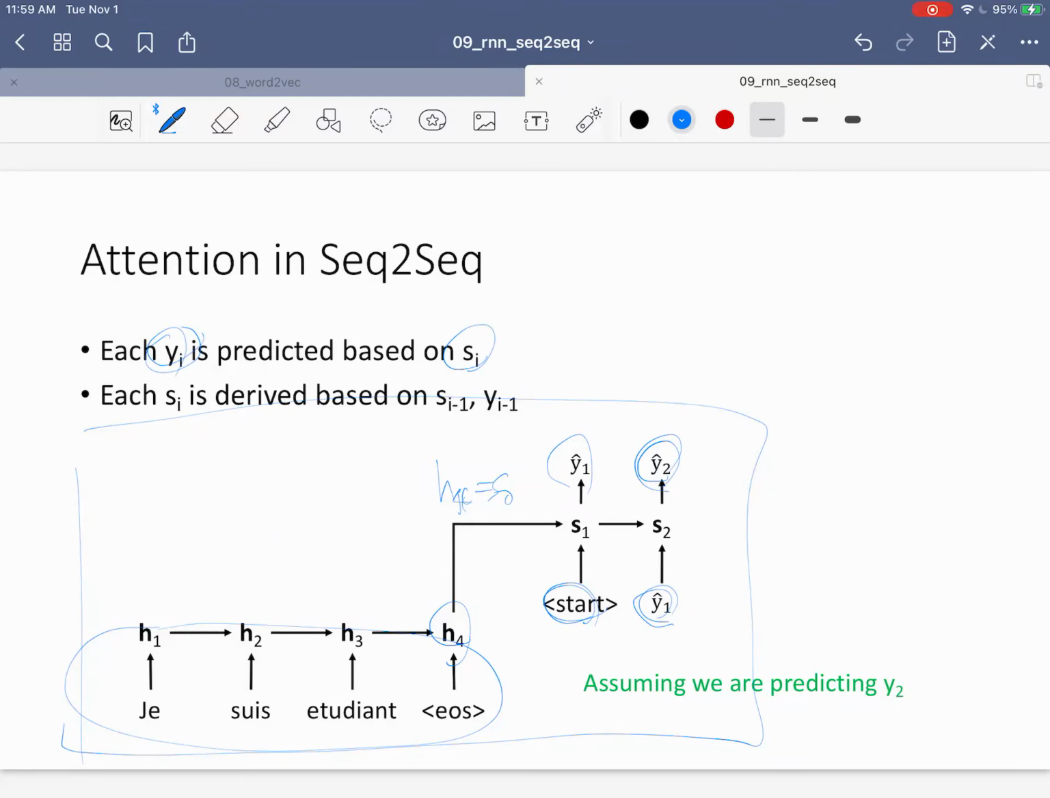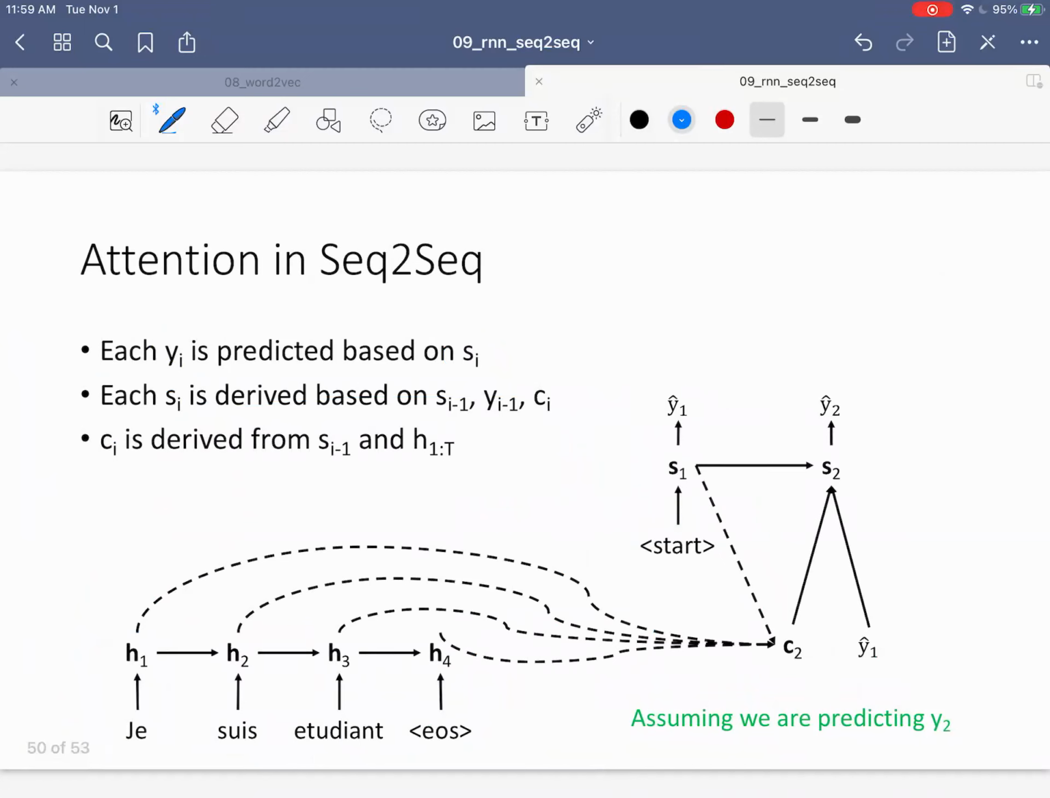This is pretty obvious because you're on your decoder side, the decoder's output is determined by your decoder's hidden layer, which is S. But the problem is that each Si is derived based on what? Derived based on your previous Y, your previous output, which is your Y. So Y2 is determined by S2, but S2 is determined by what? Determined by S1 and Y1, right? So that's what's described here. So you're in this situation.